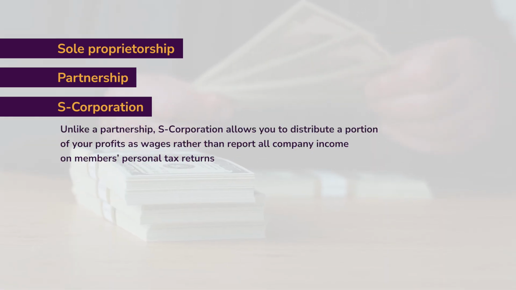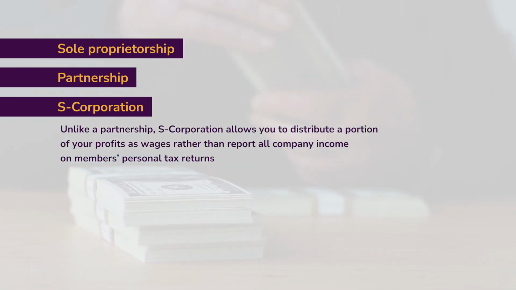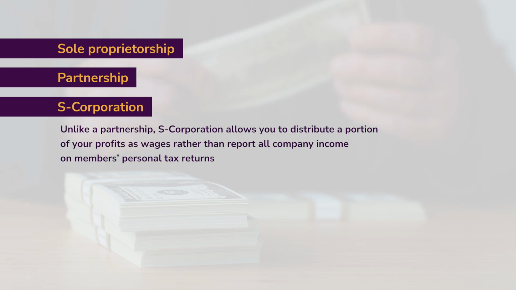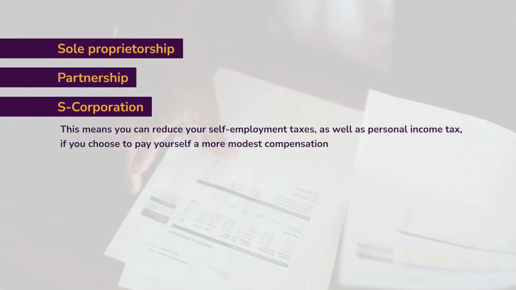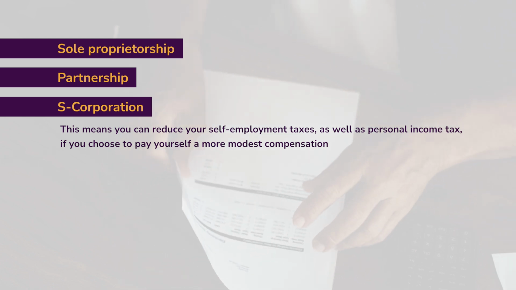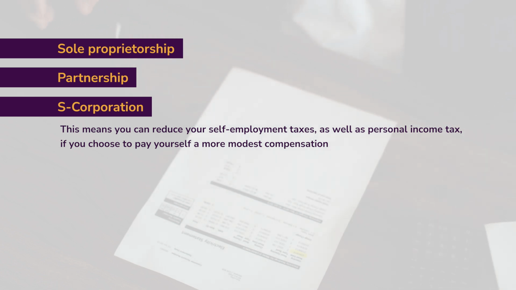Unlike a partnership, S corporation allows you to distribute a portion of your profits as wages rather than report all company income on members' personal tax returns. And this means you can reduce your self-employment taxes as well as personal income tax if you choose to pay yourself a more modest compensation.